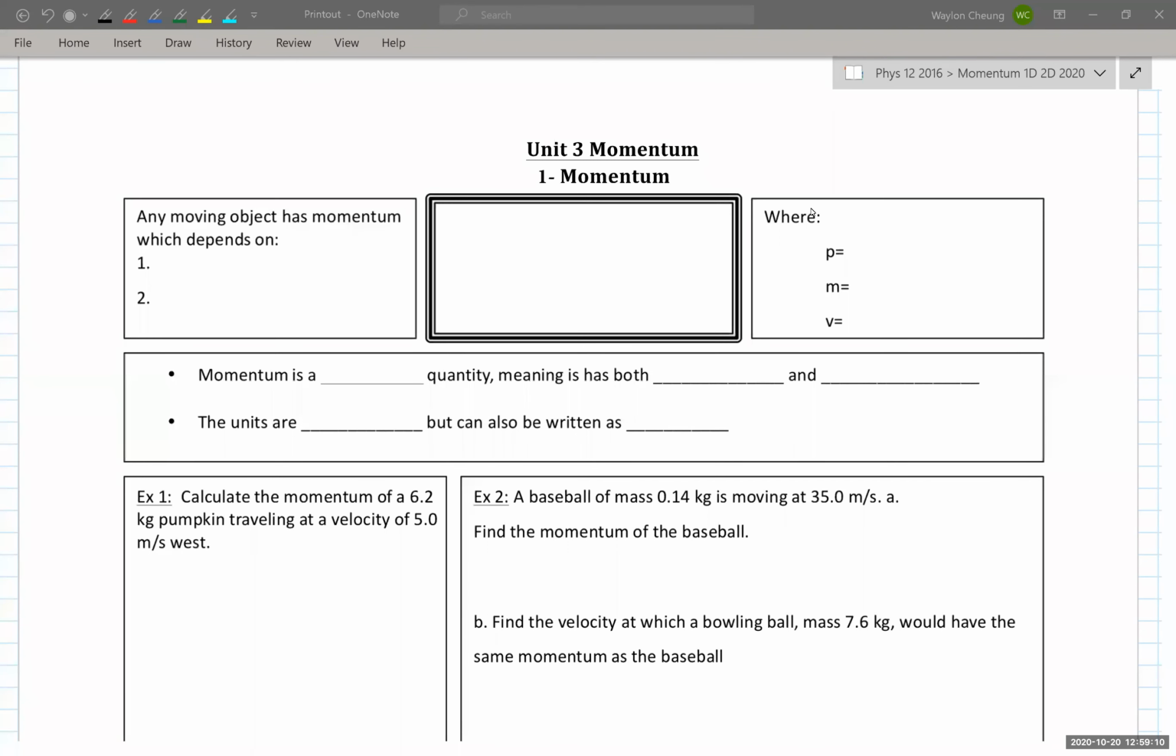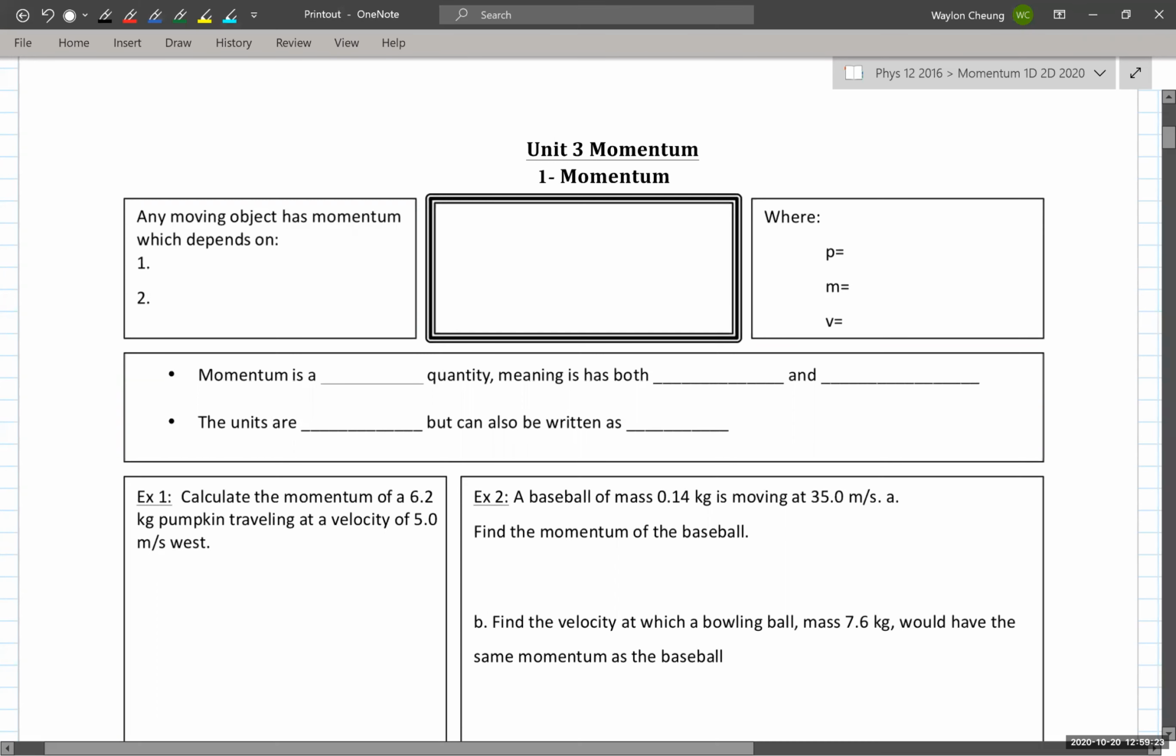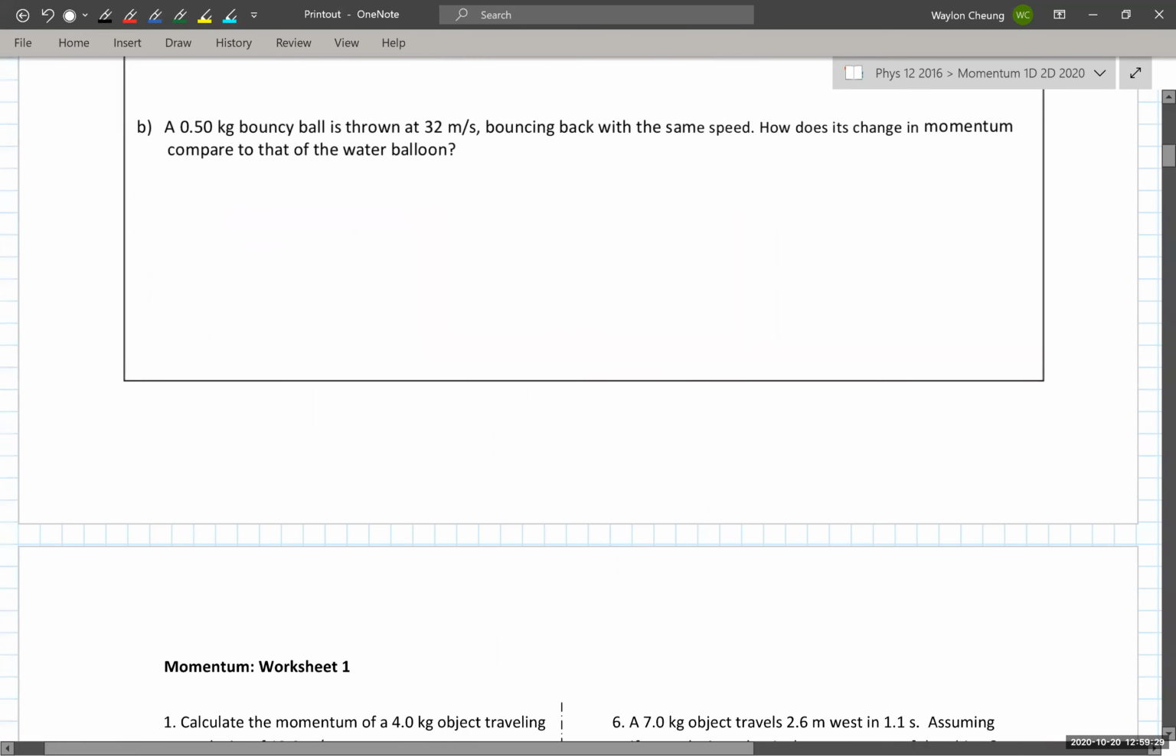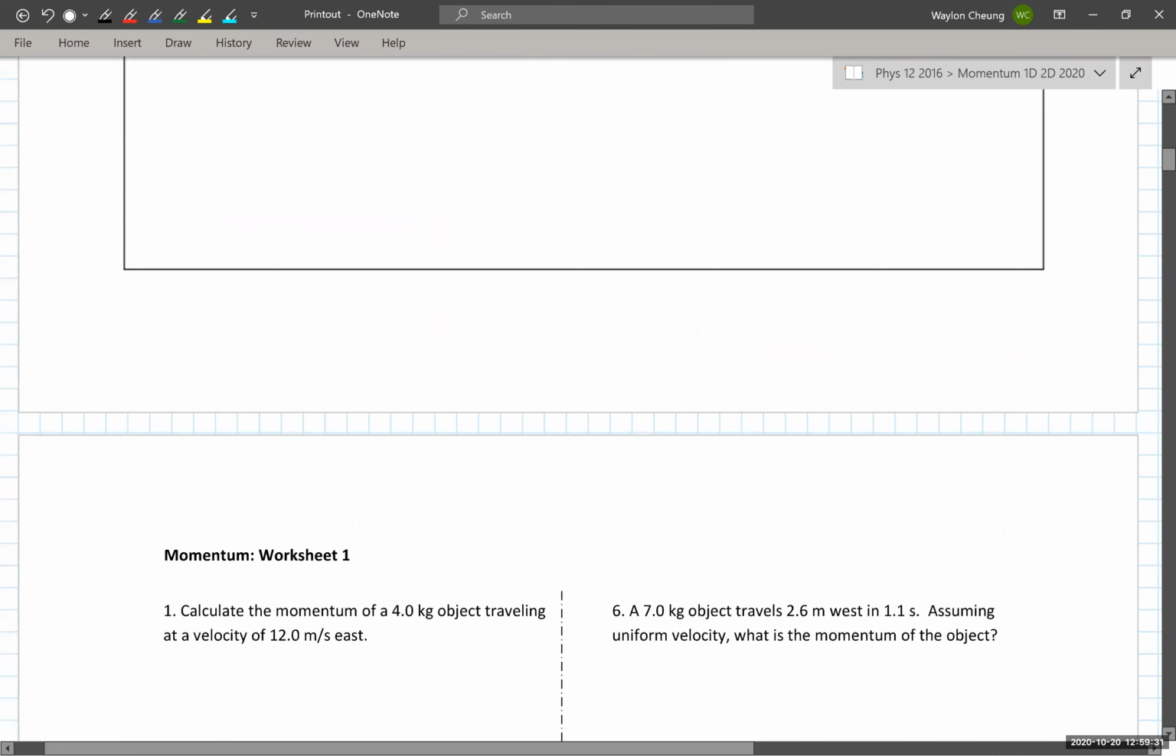All right. Today we are going to look at momentum. We're going to do it in two stages, 1D and 2D. The first few sections will be in one dimension, and then we will try to put everything in two dimensions in the very last portion of this.